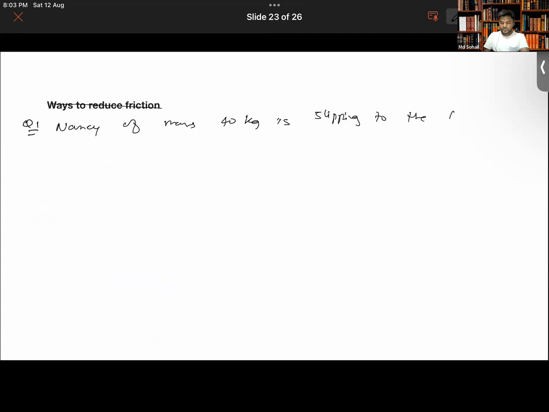slipping on the frost. No need to write, you can see the question from here. Now, the coefficient is given as 0.45 here. Find the frictional force acting between her and the frost layer. Frost, you know, is basically ice. Find the frictional force between her and the layer of frost. So this is Nancy here, whose mass is given here.